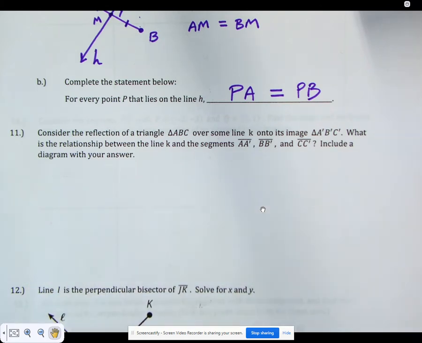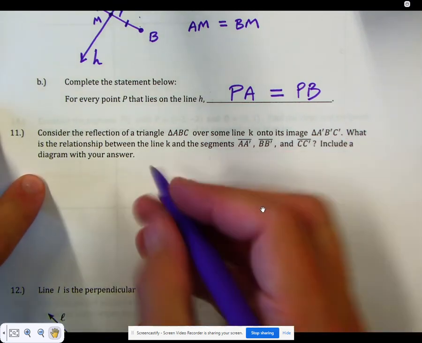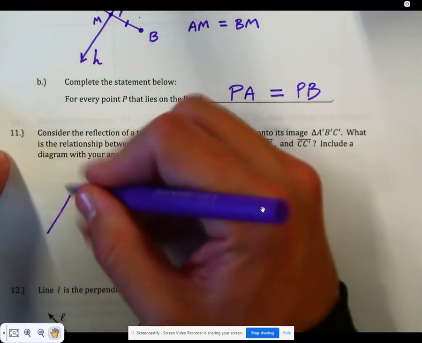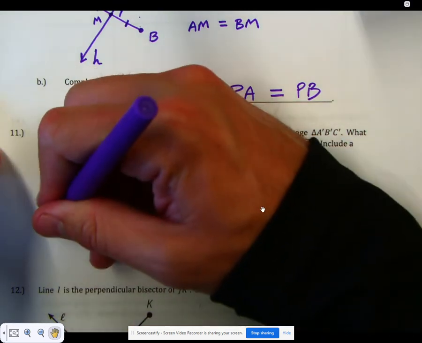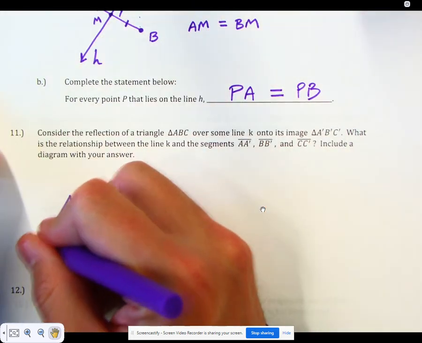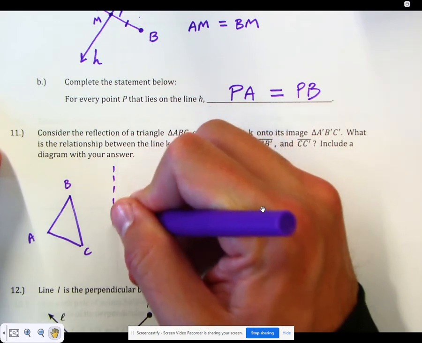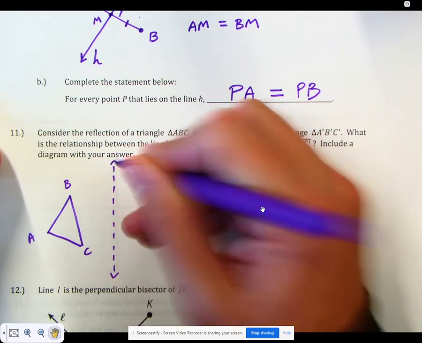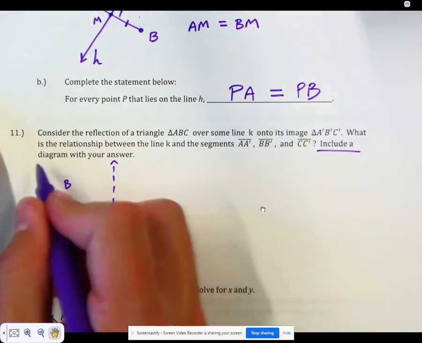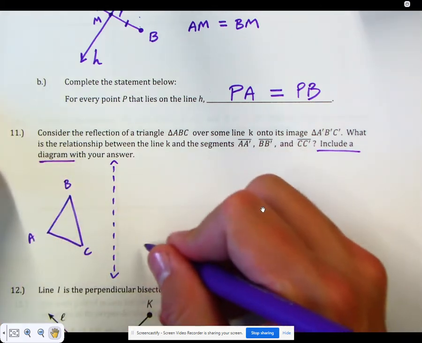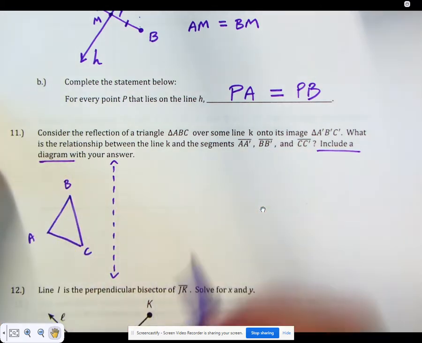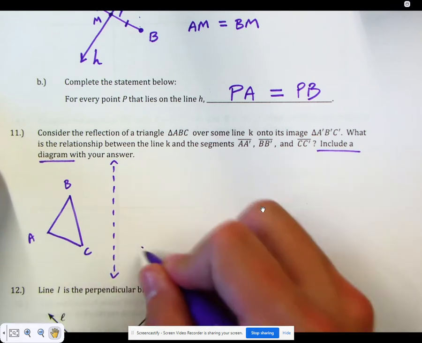So let's draw a picture of this. Say you had a triangle A, B, C, and then you reflected over. Here's us including a diagram with our answer. Imagine reflecting that over the line. So C would go to C prime.